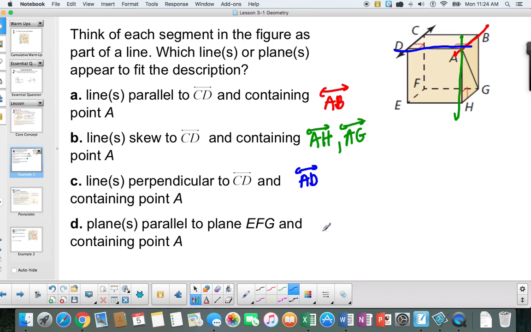Let's take a look at planes that are parallel to EFG. EFG is this plane right here, and we want a plane that is parallel to it, and so that'll be the top plane. So we can say plane, and you can pick three of the letters. I'll say A, B, and C.